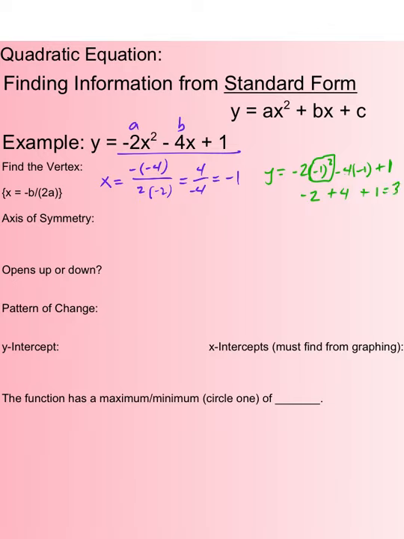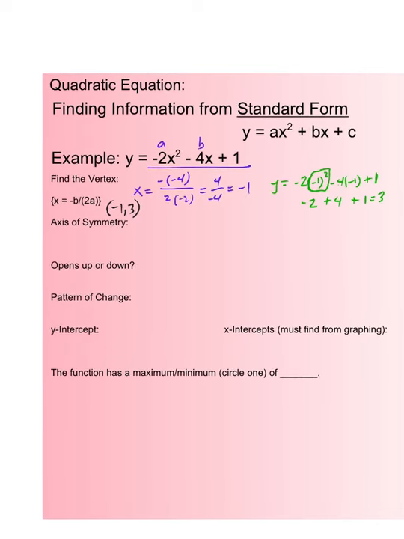So that would mean that our vertex here then is the point (-1, 3). And again, because that x is -1, that means our axis of symmetry is x equals -1 there. This would open down. And again, opening up or down, if it's up, that's because a is greater than 0. Down is because a is less than 0. And here a was -2. So that would be opening down.